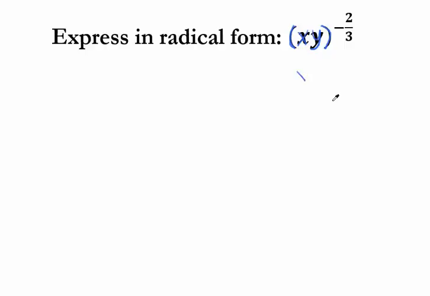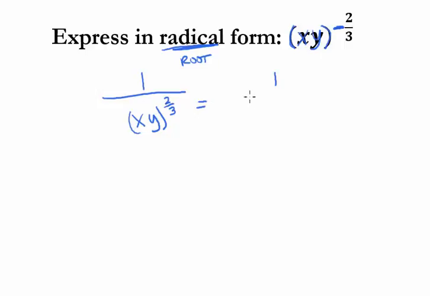First step, I look at this problem and I see there is a negative exponent, and I know how to rewrite negative exponents. I rewrite them using this reciprocal idea. So I'm going to do 1 over xy, all of it, to the positive 2/3 power, okay? We're asked to express it in radical form, and radical is just another word for roots, like a square root or a cube root. So I can do that. This is nothing more than 1 over the cube root of the quantity xy squared, okay?